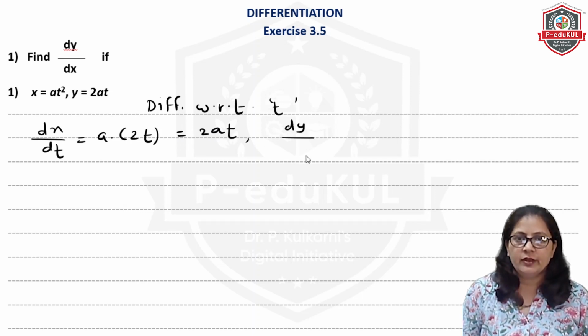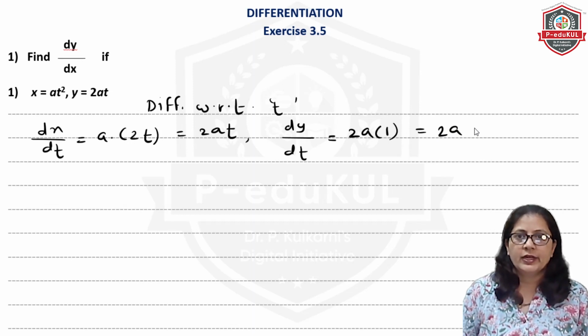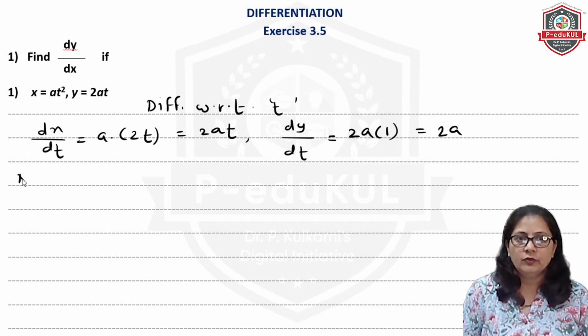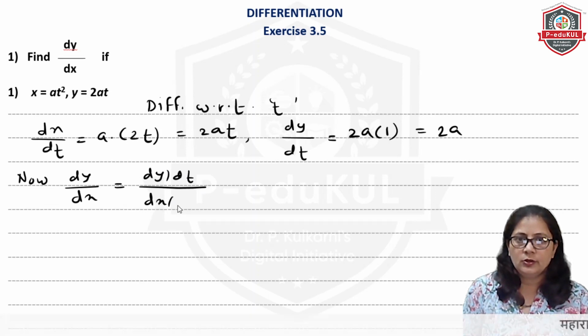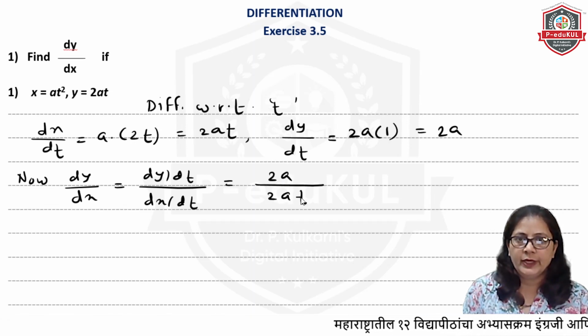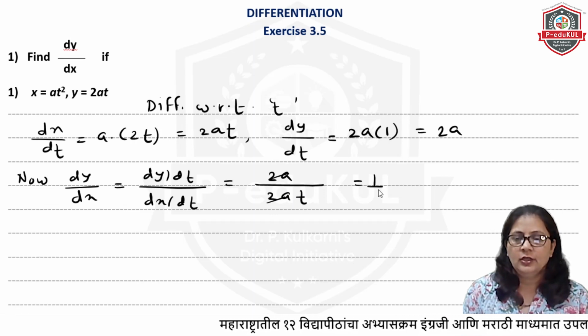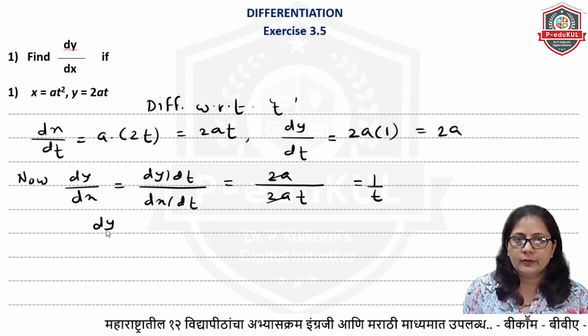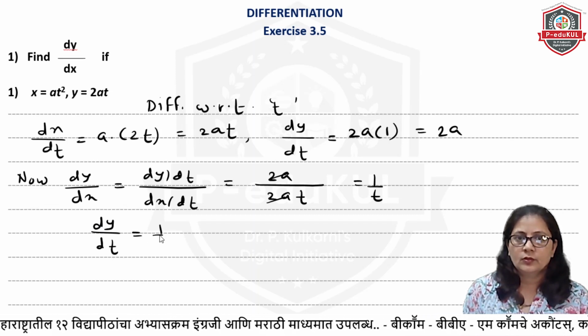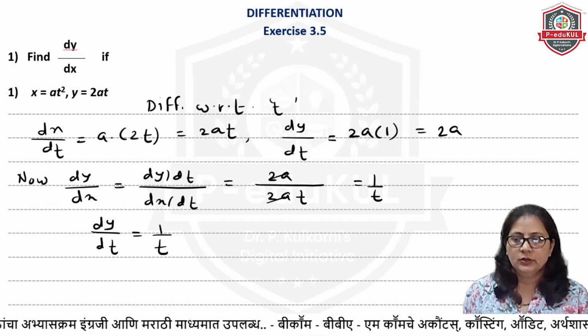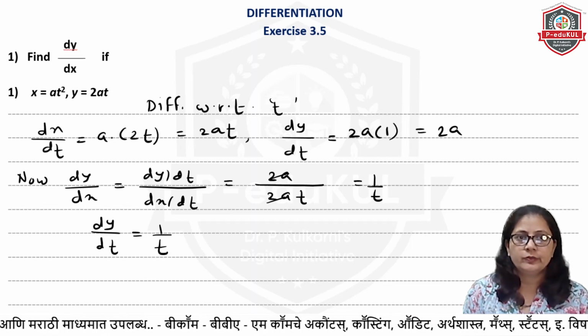And then I will differentiate dy by dt also. Now here my 2a is a constant. Derivative of t with respect to t is 1. So I will get 2a. And now, as I told, we have to find out dy by dx. So what will it be? dy by dt upon dx by dt. So we'll just put the values: 2a upon 2at. So this 2a will get cancelled, and our answer is 1 upon t. That's it. So now we will do the next question.